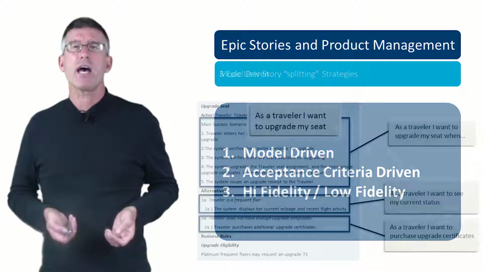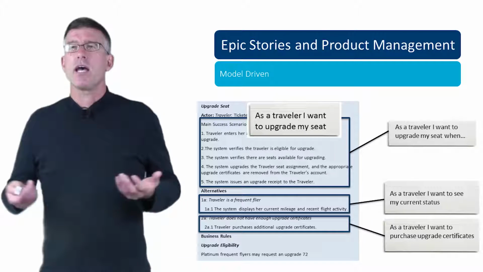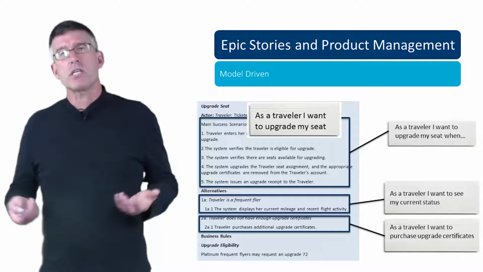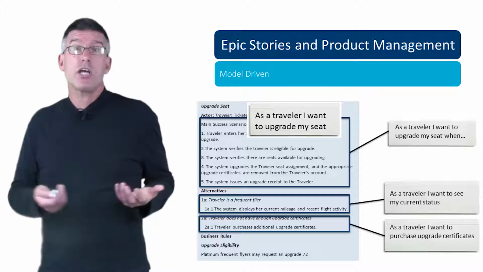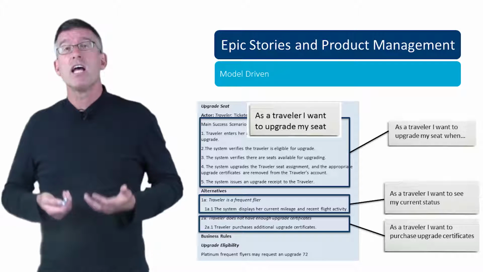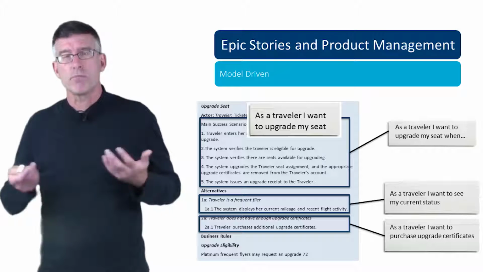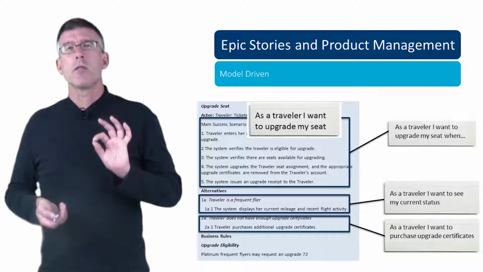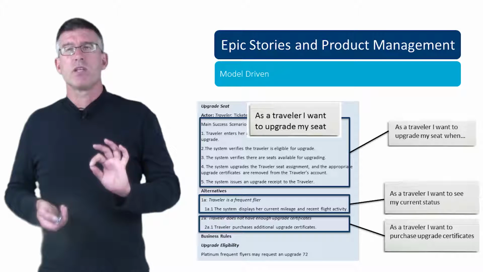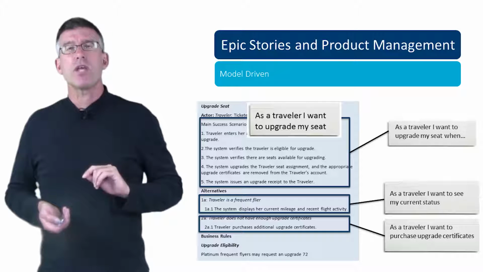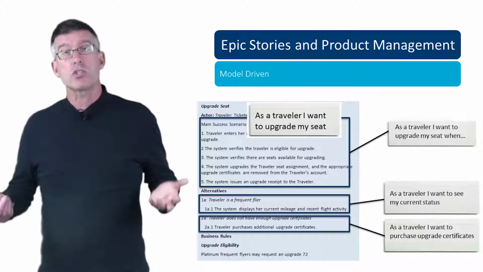For example, we have here this user story. As a traveler, I want to upgrade my seat. And we say, well, this is a huge epic. This is going to take us several sprints to implement, and it really is not right-sized or small. Okay, fine. What we can do is we can actually describe that user story with a use case.